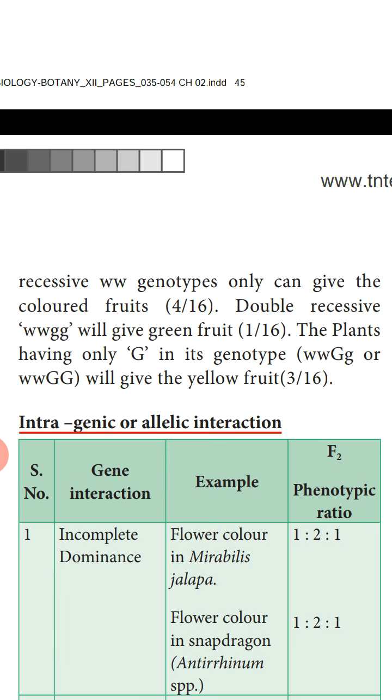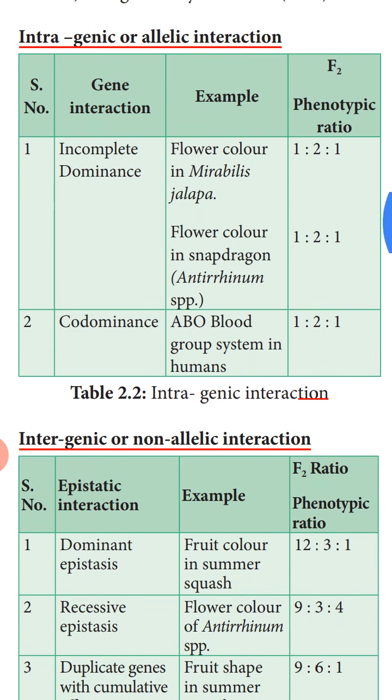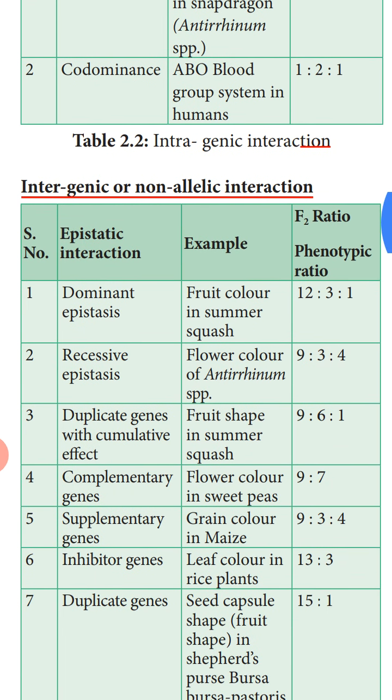Next, here in the tabular column, the various types of crosses, intragenic and intergenic interactions are given. So here, for the different types of intragenic interaction, the example and the phenotypic ratio are given. Similarly, for intergenic gene interaction, different types of interactions are given. The example and the phenotypic ratio are given. This you have to learn for the 1 mark question.